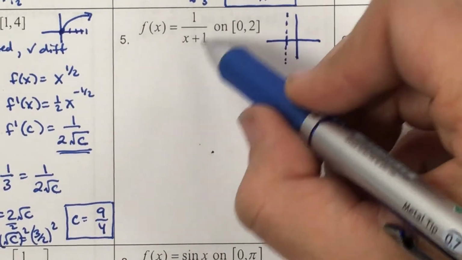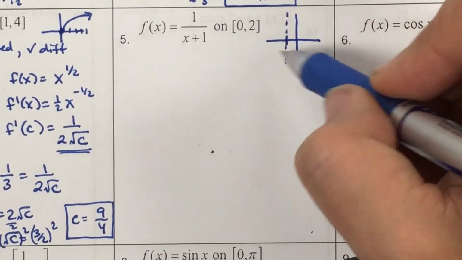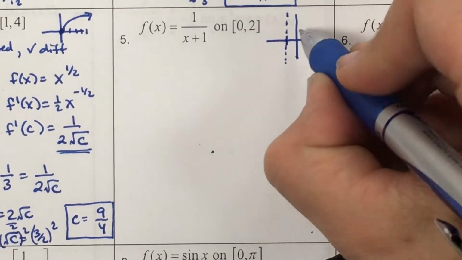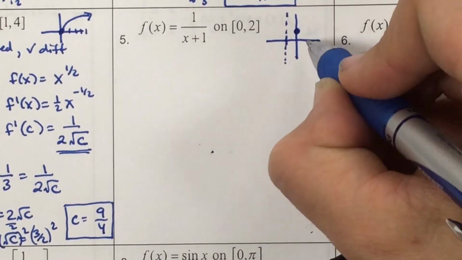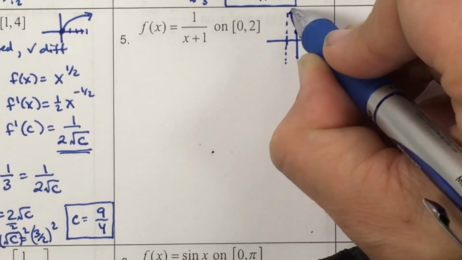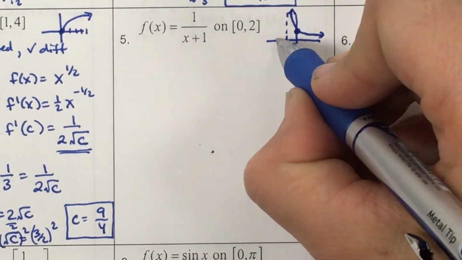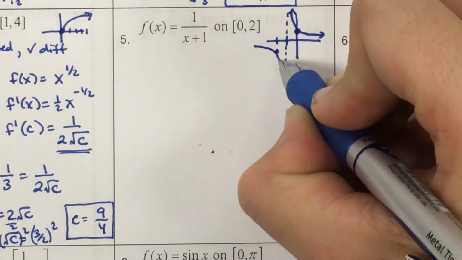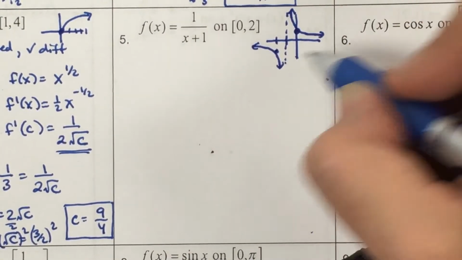And I know that this is a rational function, so I kind of know what rational functions look like, but if you weren't sure, you could plug in a point. Like if you plug in 0, you get 1. So I know that my curve of my rational function is going to look something like this. And then if I plugged in a point over here like negative 2, I would get negative 1. So it's going to go something like that. So this function is not continuous.